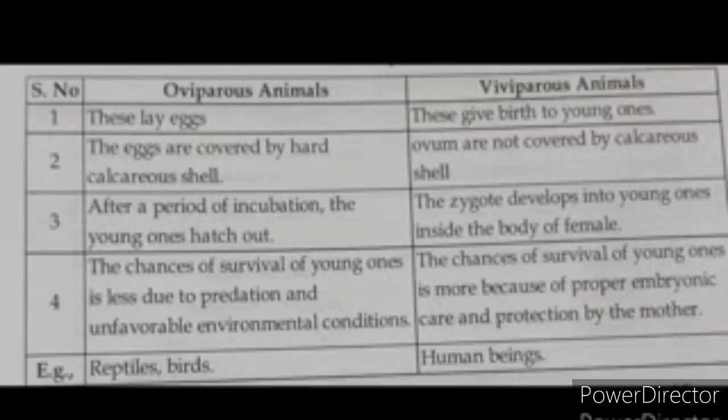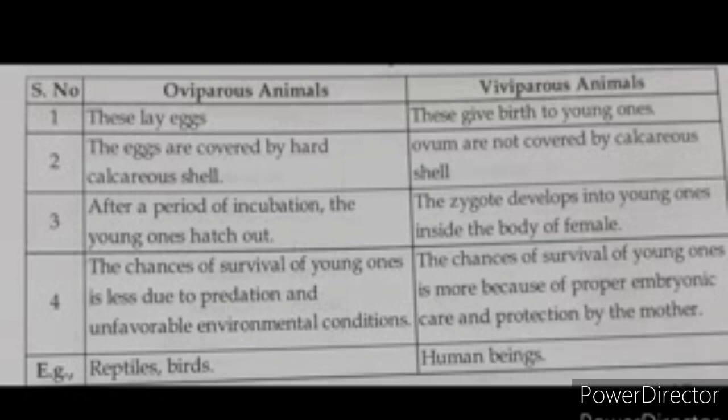Now we will discuss how animals are categorized into different types based on whether the development of the zygote takes place outside the body of the organism or inside the body of the organism. We can call them oviparous and viviparous, depending on whether they lay the fertilized egg or give birth to the young ones. First, we will discuss the oviparous animals.